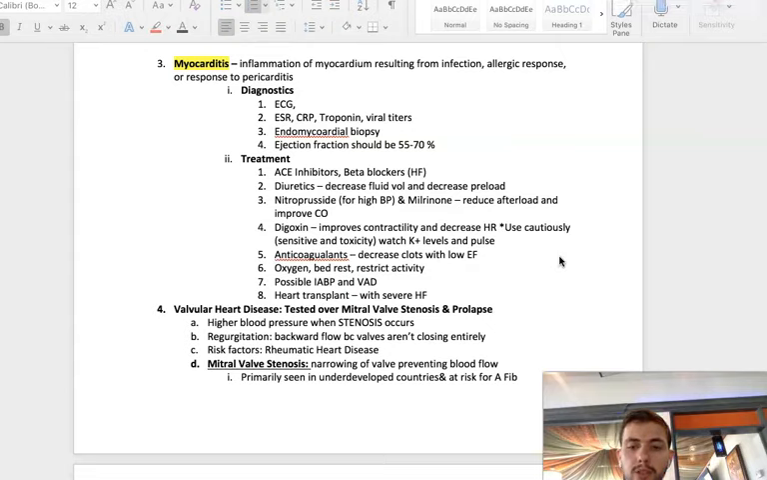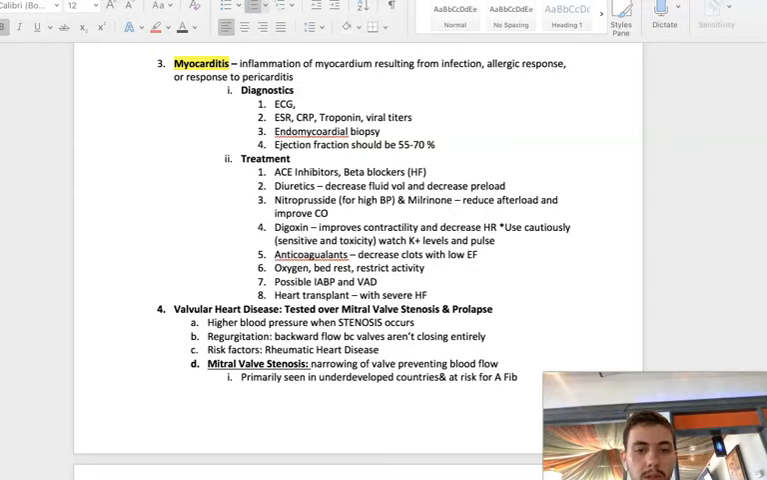Before we move on, make sure you watch for digoxin and the signs of toxicity, for example abdominal pain, nausea, vomiting, and high potassium. All these signs are digoxin toxicity. Oxygen, bed rest, restrict activities for these people, and then if it's super severe, like with heart failure, you do a heart transplant.